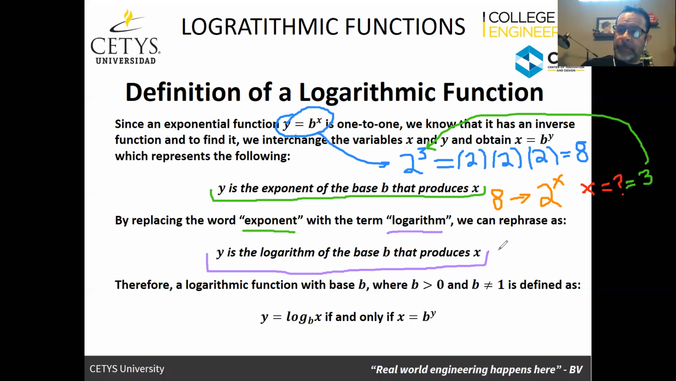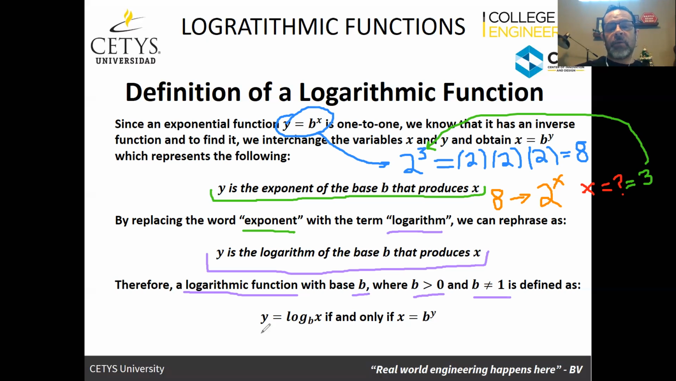So a logarithm is basically the mathematical operation where we are identifying an exponent that I would need to elevate a base b to give me a specific number. And it's the inverse operation of the exponential. So a logarithmic function with base b, and again, same restrictions, b has to be larger than 0 and different than 1, is defined as log base b of x, or the base b logarithm of x, equals y. And this only happens if x equals b to the y.